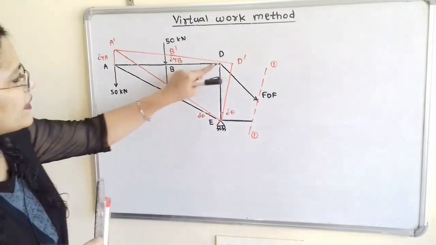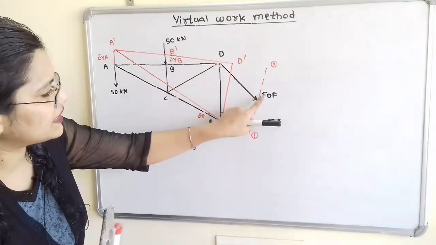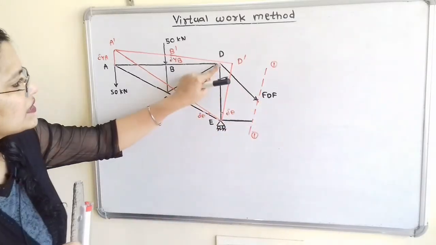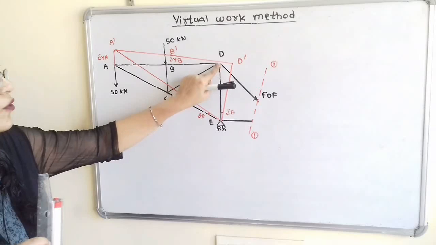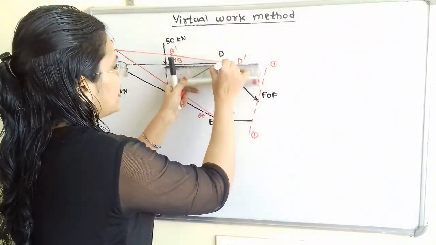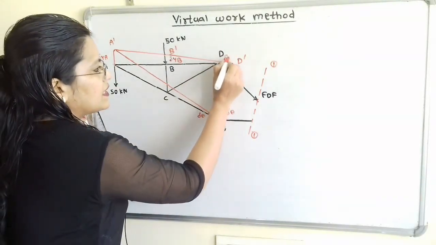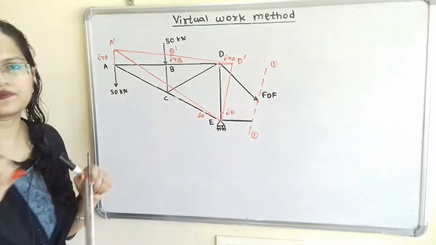In the same way, we have to find the force in the truss member DF, that is FDF. So this point is also having some force. So we will find its displacement from D to D dash. It is in the horizontal direction, so I will say that it is delta XD.